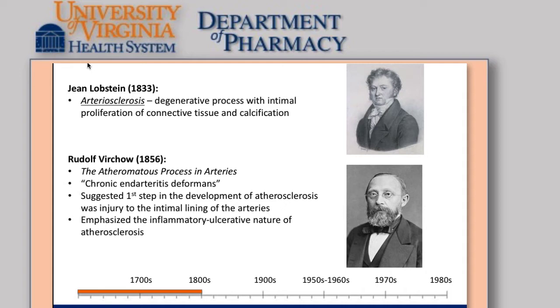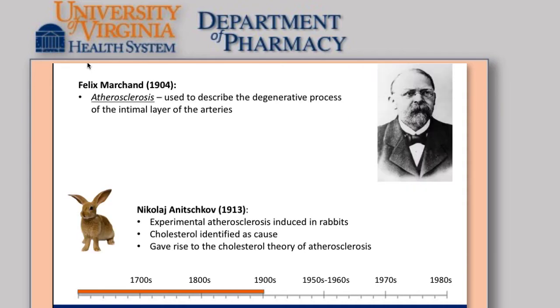In 1856, Rudolf Virchow, who we know quite well for his works explaining thrombosis, also described the atheromatous process in arteries, suggesting that the first development of atherosclerosis was injury to the intimal lining of the arteries, and he also emphasized the inflammatory ulcerative nature of atherosclerosis. So again, these ideas aren't new concepts in our current day and age, we've been thinking about them since even the 1800s.